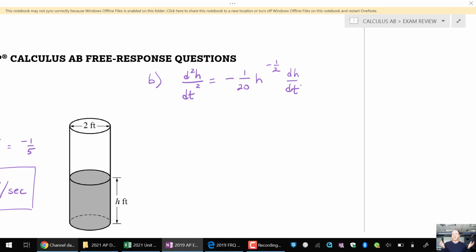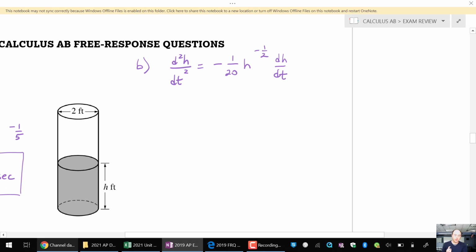So really all I care about is the sign, S-I-G-N. Is the sign of this second derivative positive or negative? Let's do a little bit more investigating. It says when the height of the water is 3 feet, so plug in 3 for h. I have -1/20 times 3 to the -1/2, or just 1/3 to the 1/2, so 1/√3, but then times dh/dt. Now, what is dh/dt when the water is at a height of 3?